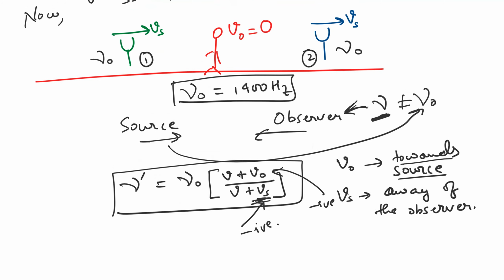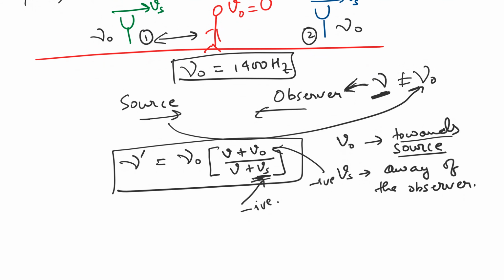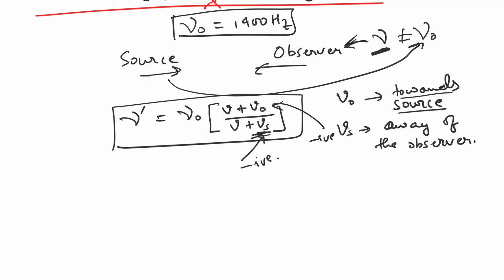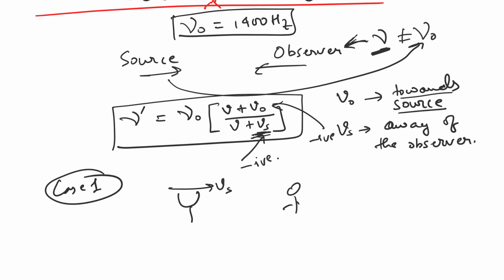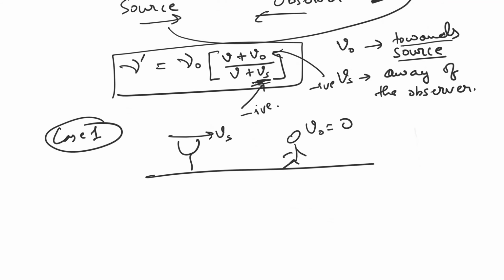Now let's talk about the first case. The first case is when the source is moving towards the observer and the observer is stationary. So in case 1, the source is moving towards the observer and V0 is equal to 0. This is our case 1.